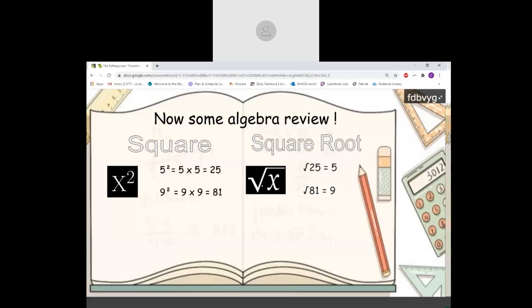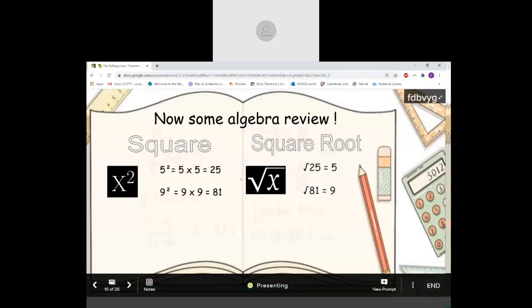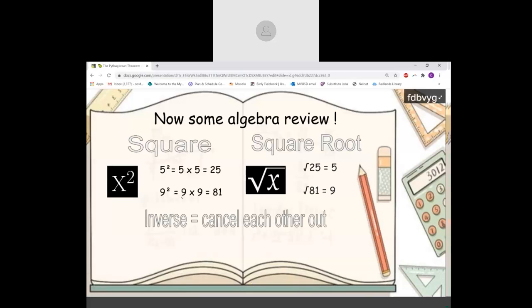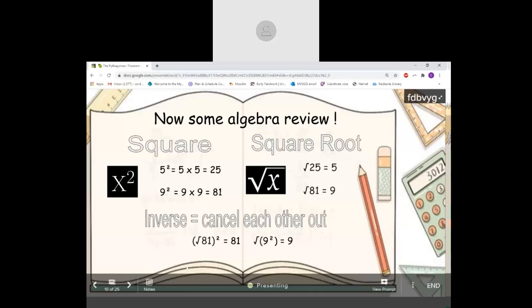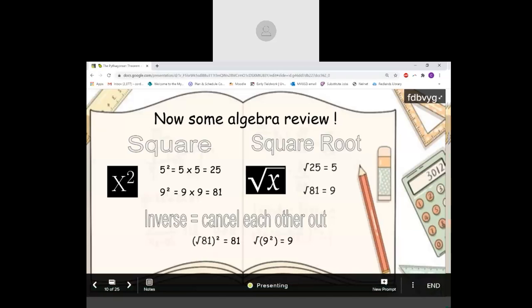Now, can anybody tell me what the similarities between these two are? I'll give you a hint. They kind of sound the same because if you do an x squared over here, this cancels out. If you do an x squared over here, this cancels out. So that's what we call an inverse. So an inverse means they cancel each other out. So let me give you an example. If we have the square root of 81 squared, then it would be 81 because these two notations cancel each other out. Same thing over here. Square root of 9 squared is 9.